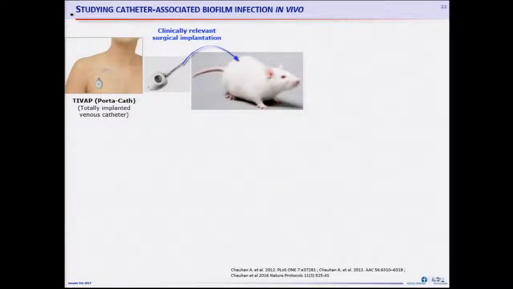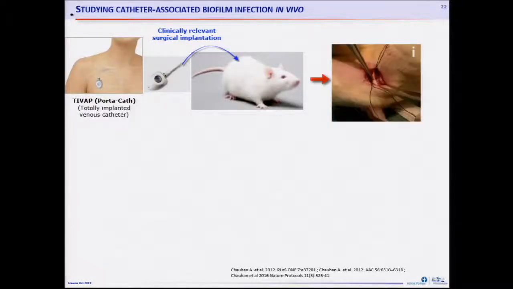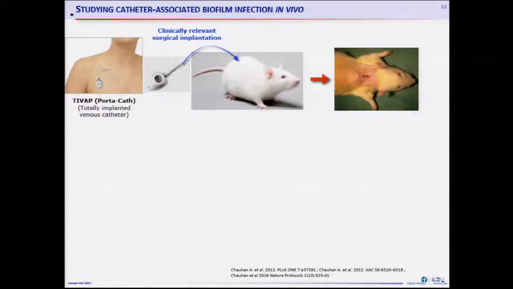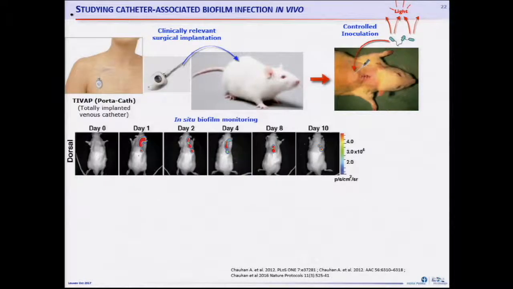So we've used this with a rat model. We used a pediatric catheter that we can implant in the back of the rat. We can insert this in a jugular vein of the rat, and this is the scar at the end, with here the chamber in the back. It's possible to inoculate bioluminescent bacteria and follow the development of biofilm over time using a CCD camera.